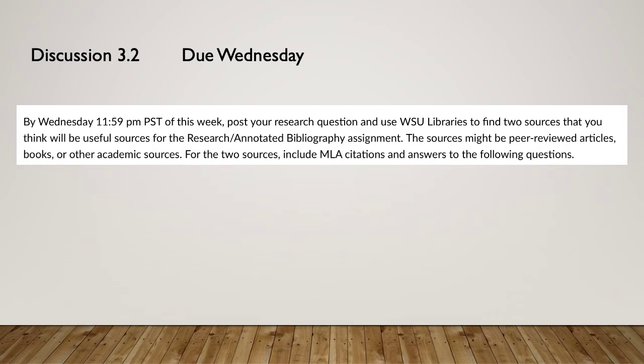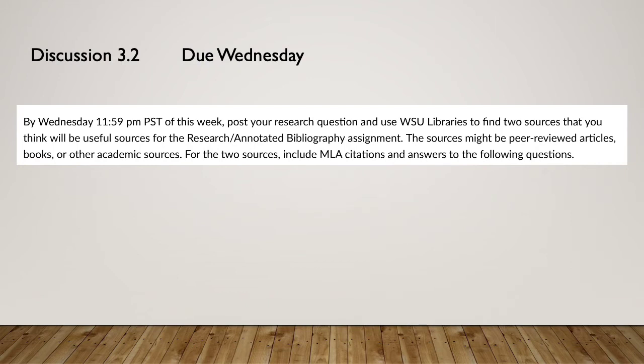And this is just a screenshot of what you'll be doing. Please read the entire discussion post before you start. You're going to post your research question. Remember, you started with a very broad or general topic, and you've whittled it down to a much more narrow and specific research question. And then use the WSU libraries to find 2 sources that you think will be useful to use in your ultimate research paper.